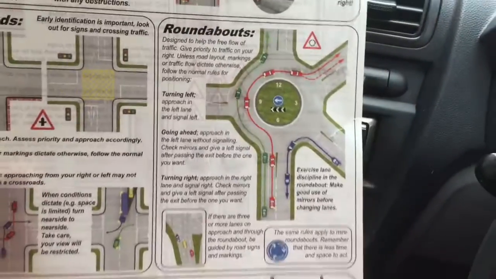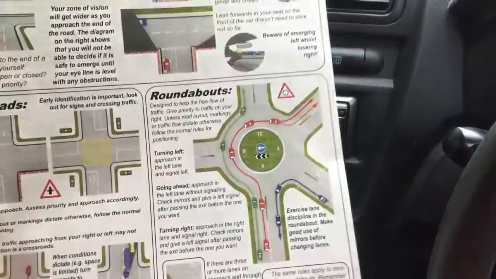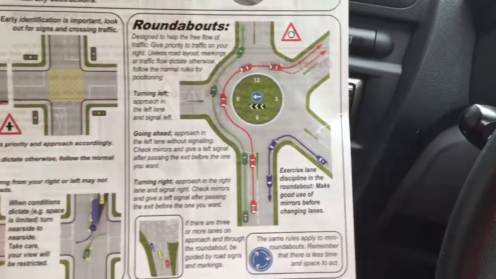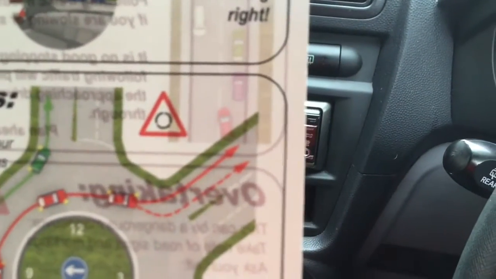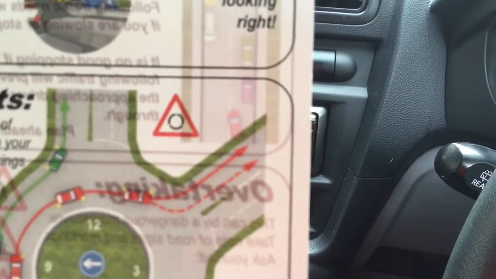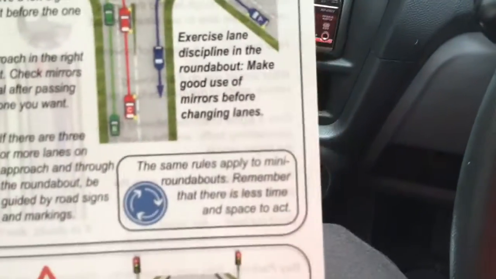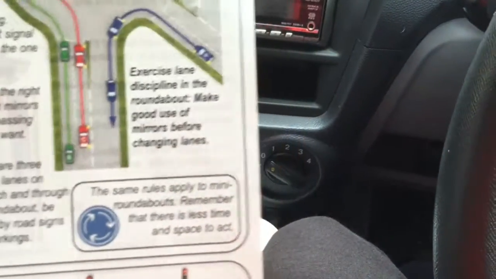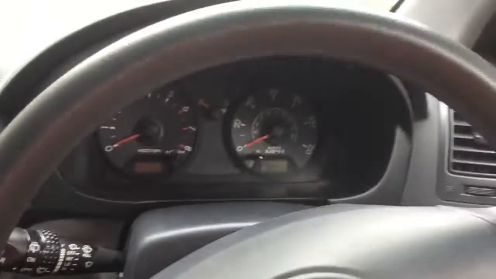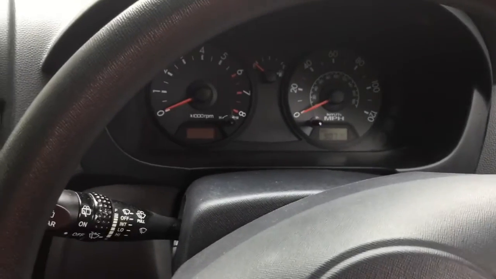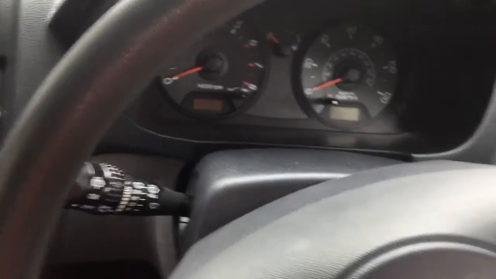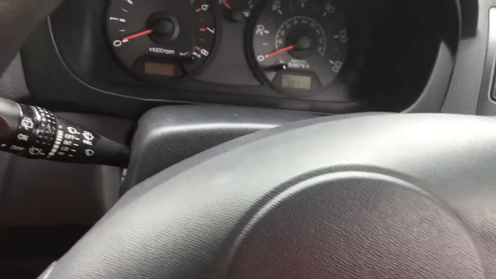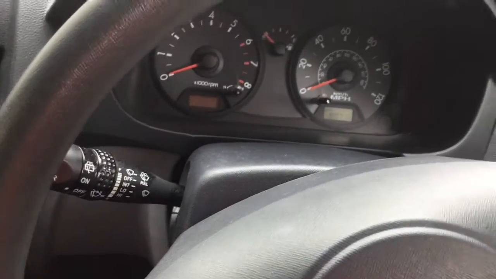I got given this and others on my first driving lesson, and it's all about roundabouts. As you can see, that traffic sign there indicates a normal roundabout. The one down there is a mini roundabout. So when you're approaching a roundabout, you need to drop your speed. If you're in third gear, you need to slow down and get into second gear.